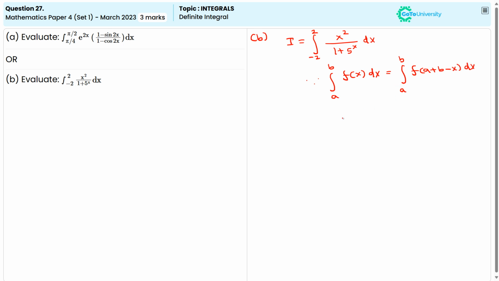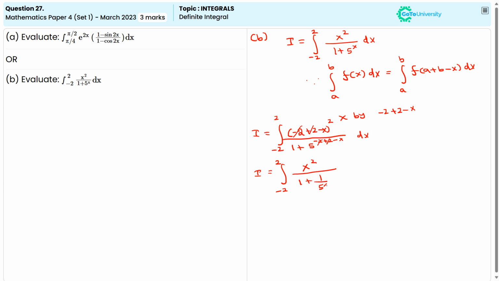By using this property, we are going to replace x by -2 plus 2 minus x. Now, if we replace this, we get I equal to integration of limits from -2 to 2, -2 plus 2 minus x the whole square divided by 1 plus 5 power -2 plus 2 minus x dx. We cancel out -2 plus 2, again -2 plus 2. We get I equal to integration of the limits from -2 to 2, x square divided by 1 plus 1 by 5 power x, because we have 5 power minus x, into dx. Now if we simplify this, we get the limits -2 and 2, x square divided by 5 power x plus 1 divided by 5 power x into dx.